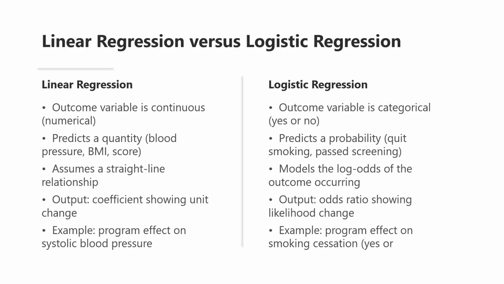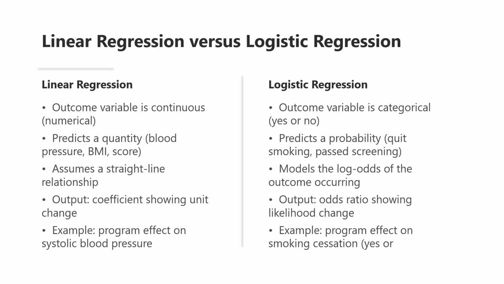The two regression methods you are most likely to encounter on the MCHES exam are linear regression and logistic regression. Let me walk you through the fundamental difference, which comes down to the type of outcome variable you are analyzing. Linear regression is used when your outcome variable is continuous, meaning it can take on any numerical value along a range. Examples include systolic blood pressure measured in millimeters of mercury, body mass index measured as a number, physical activity minutes per week, or a knowledge test score from 0 to 100.